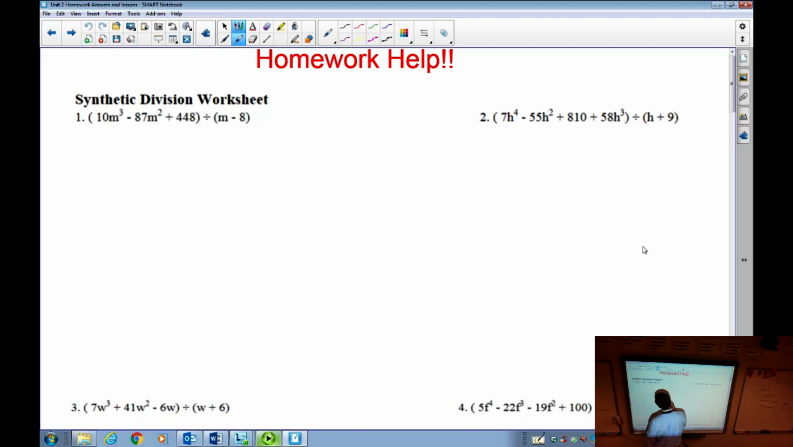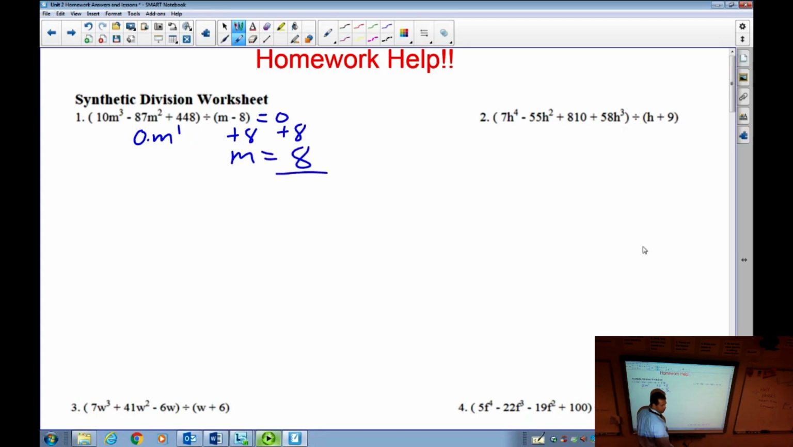So first of all, for number 1, we are missing an m to the first power. And since that's gone, it was probably multiplied by 0 to get rid of it. So we'll just go ahead and stick that in there. And then we have m minus 8. We need to set that equal to 0. So then we add 8 to both sides. And so then we do get m equals 8.